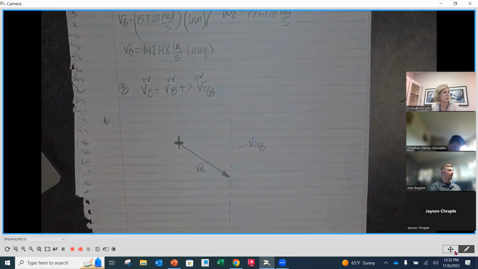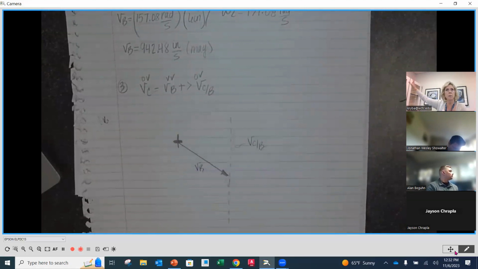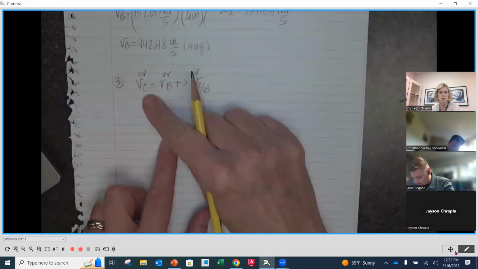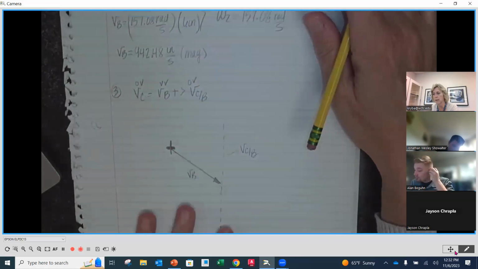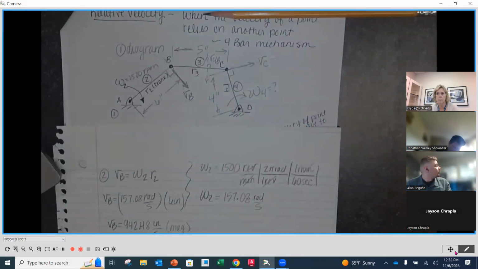Any questions so far? When I look at this equation, I've done everything I can on the right-hand side, right? So now I'm going to cross back over the equal sign, which means I'm going back to my origin, and I'm going to start the tail of the velocity of C. Okay, let's look what we have. We know that C is going to be on a line perpendicular to link number 4, but we don't know how long it's going to be, right?